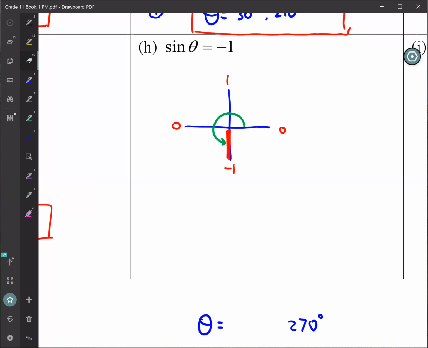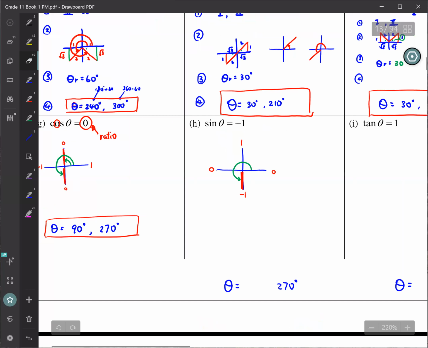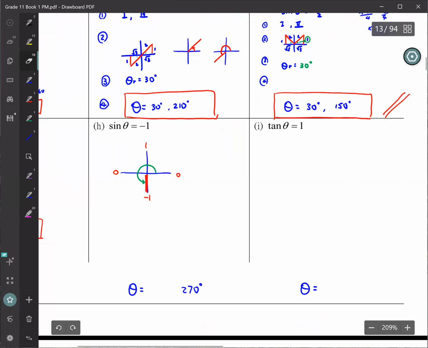Yeah. Okay, so it depends on the question, okay? So you need to draw it out. Sometimes you get two answers, sometimes you get one answer. Okay, if you finish I, please raise your hand.